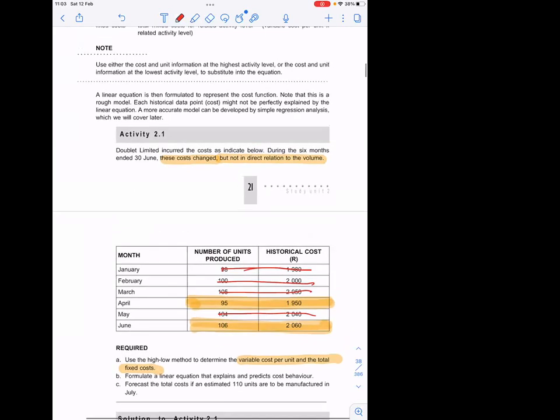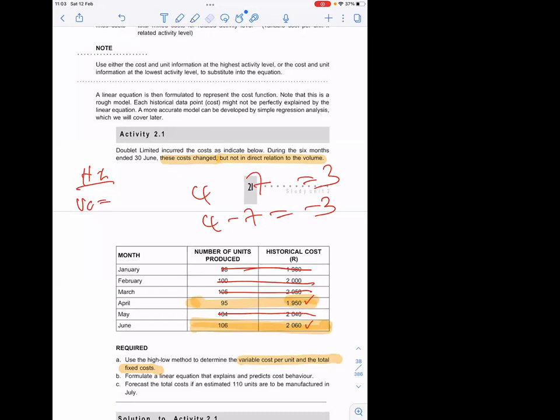Now, using the high-low method, my variable cost will be equal to the difference between the cost at the highest and the lowest level of output. When you are saying the difference, you are simply saying, what is the difference? I didn't say this minus that. The difference between 4 and 7 is 3. But 4 minus 7 is equal to minus 3. My formula says the difference. So I simply get the difference between the two.